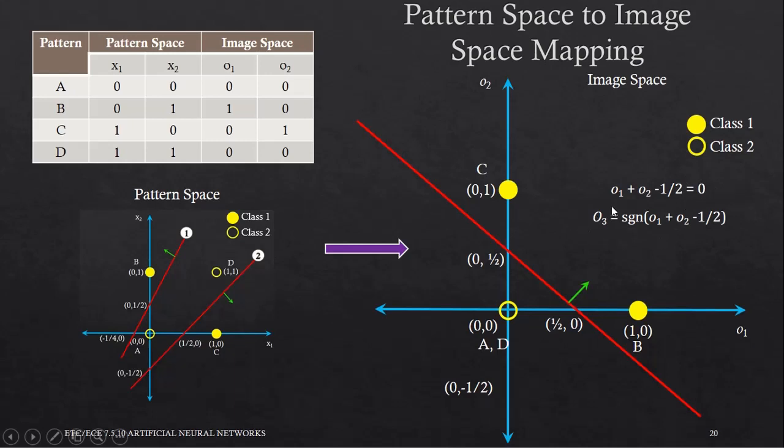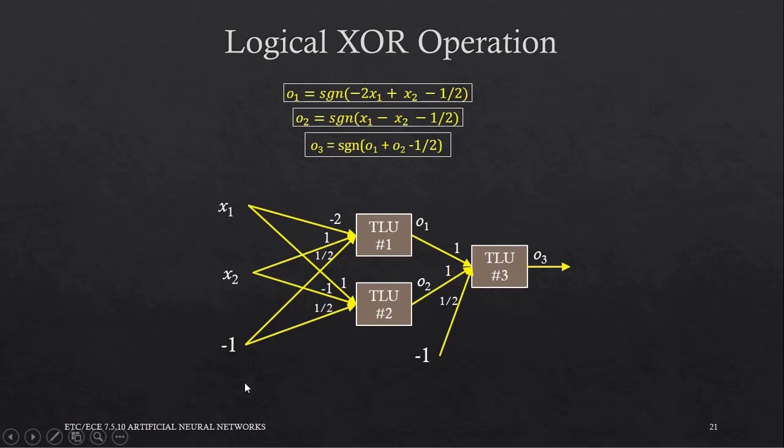And this can be implemented as a TLU with O1 as the first input, O2 as the second input, and minus 1 as the augmented input. The weight vector as 1, 1, half, and the output can be O3 equals signum of O1 plus O2 minus half. This is the final neural net that implements the XOR gate.